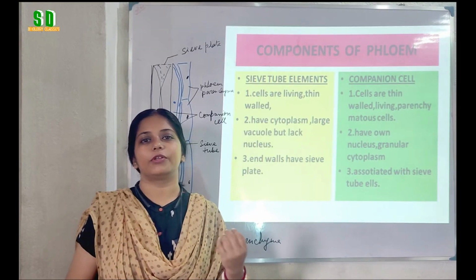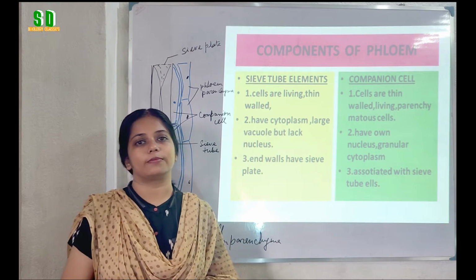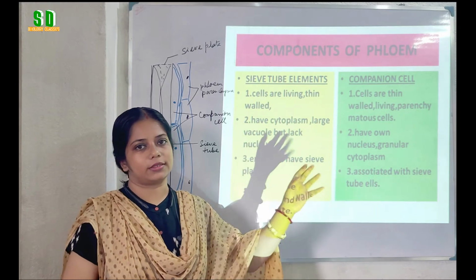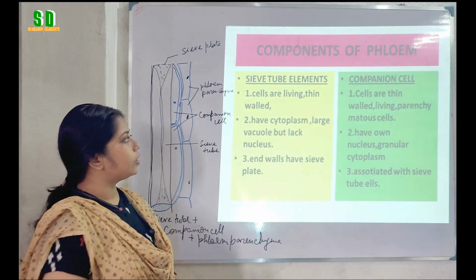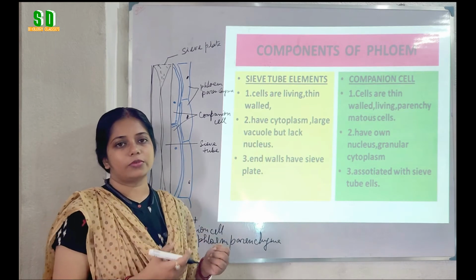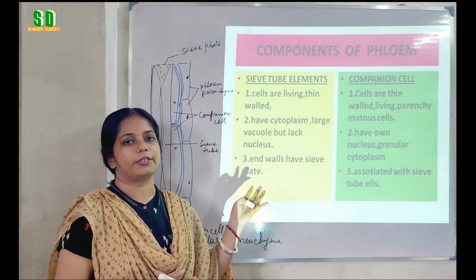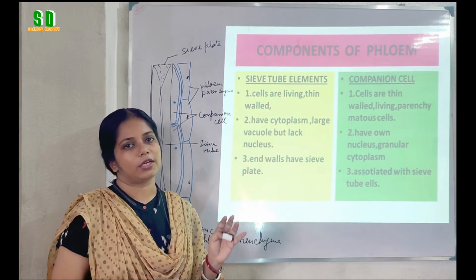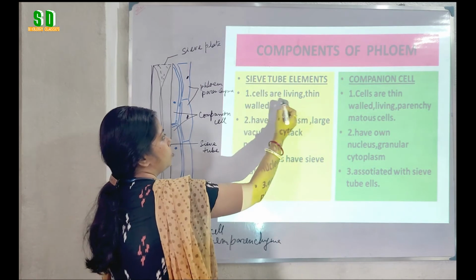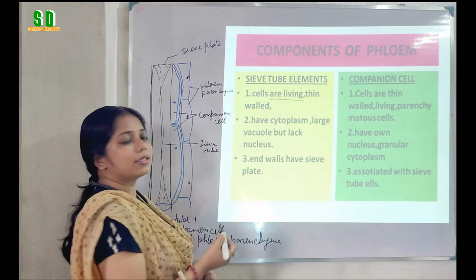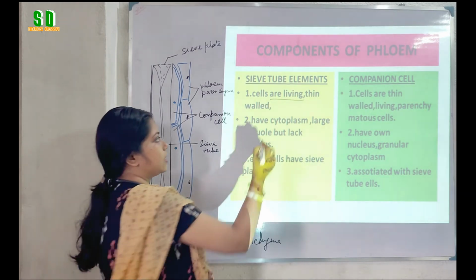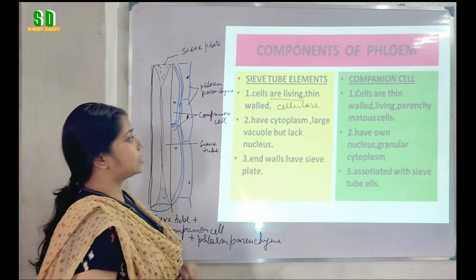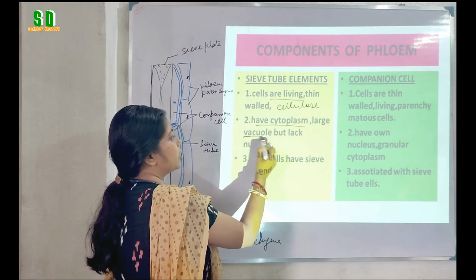Okay students, now we will learn about the characteristic features of the two most important components of the phloem tissue, that is, the sieve tube elements and the companion cells. First of all, the cells of the phloem tissue, the sieve tube components and companion cells, in most cases are all made up of living cells. So the sieve tube elements are living, and the cell wall is thin and mainly made up of cellulose. Inside the cell, the cytoplasm is present with a large vacuole.